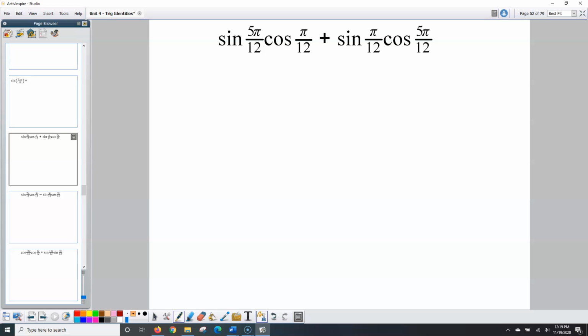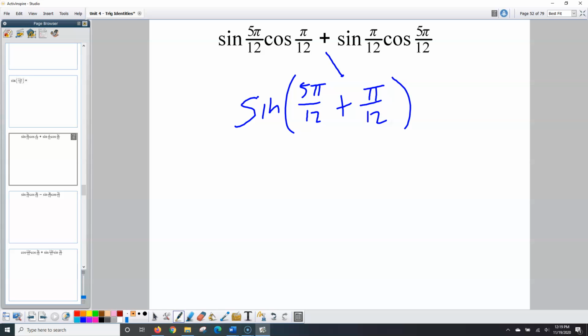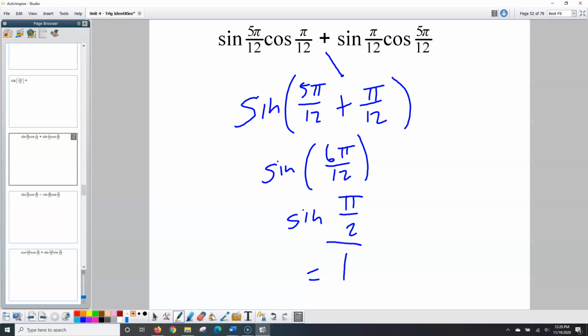I know that it's a sine function because it goes sine, cosine, sine, cosine. So it's a sine function. Sine has the same sign. So I can rewrite this like this. And then I can combine like terms inside there. That's 6 pi over 12. 6 pi over 12 will reduce to pi over 2. And the sine of pi over 2 is equal to 1.